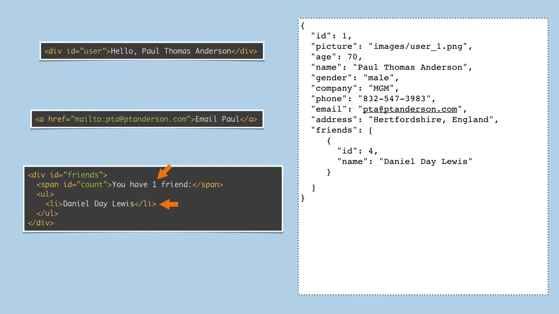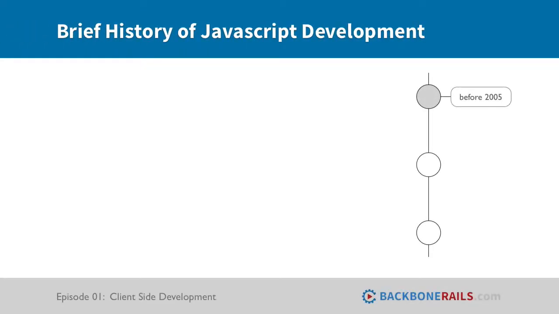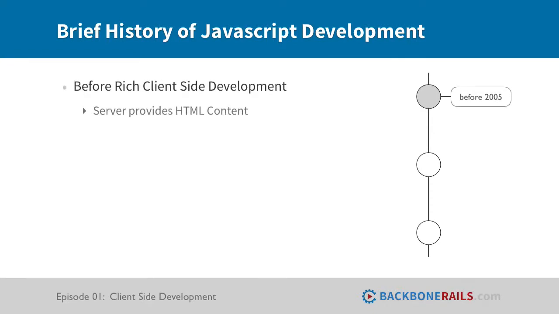JavaScript is a bit of a misunderstood beast that has gone through the ringer, picking up a wide range of distasteful characteristics over the years. And so what kind of screencast series would this be without a brief history lesson? Before 2005, there was no such thing as rich client-side development. The server would always provide all of the HTML content, and when you wanted to navigate to a different page, it would always require a full page refresh. And this, as you can imagine, is extremely slow and limiting.